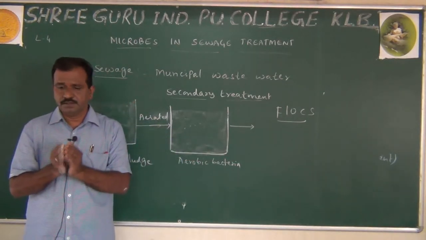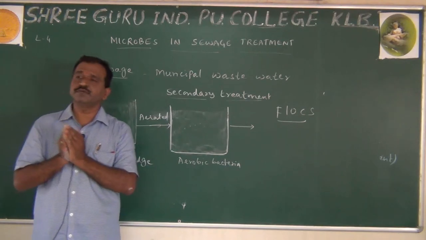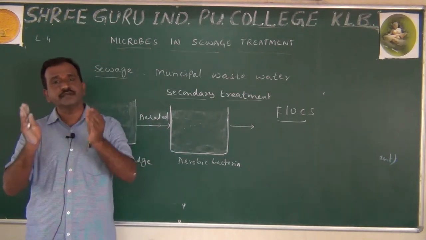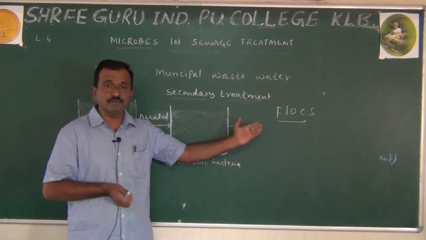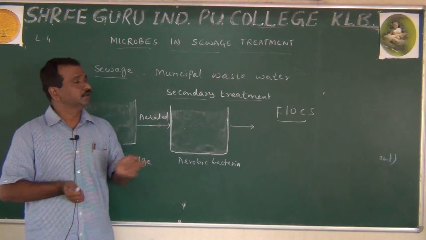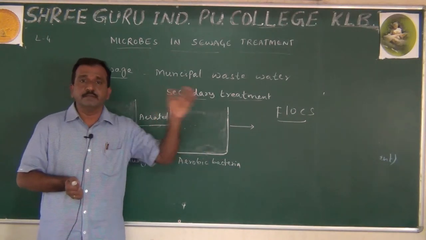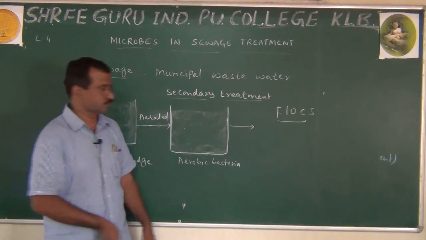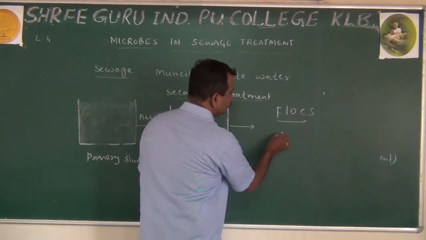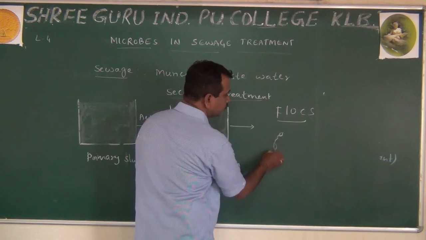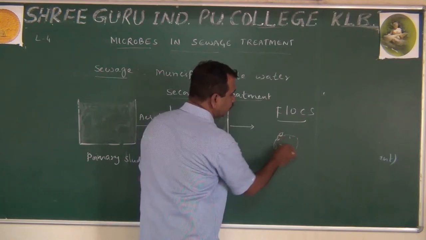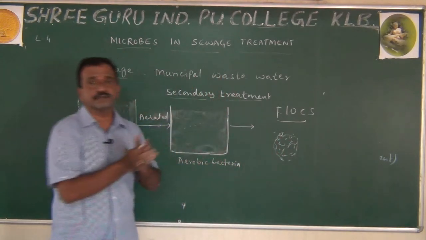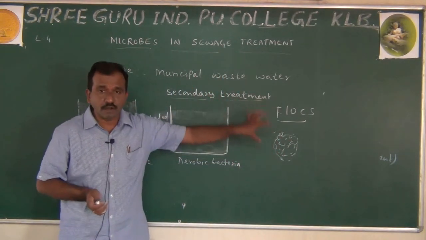Flocks are an enormous amount of microorganisms, or a mass of microorganisms, consisting of bacteria as well as fungal filaments, and they normally form a mesh-like or network-like structure. They are called flocks. This is the fungal filament, a thread-like structure. This is the bacteria. You can observe that they form a network-like or mesh-like structure. This is called flocks of the creek.